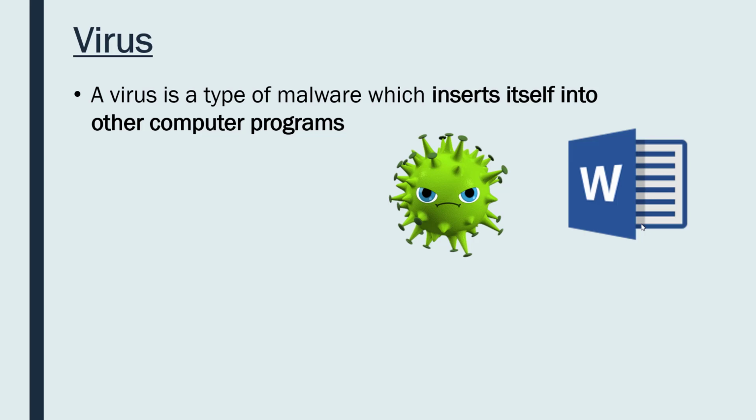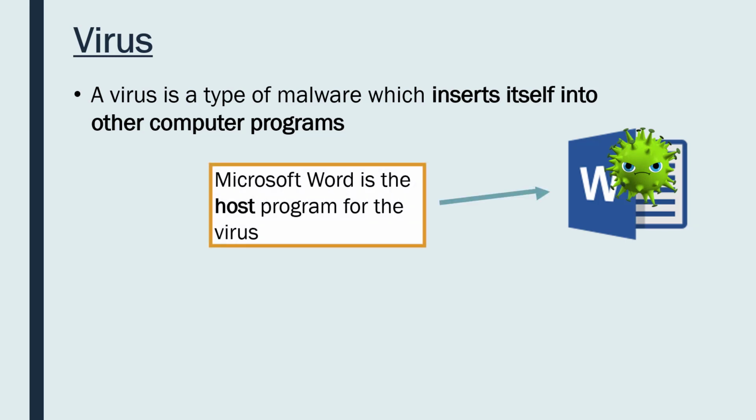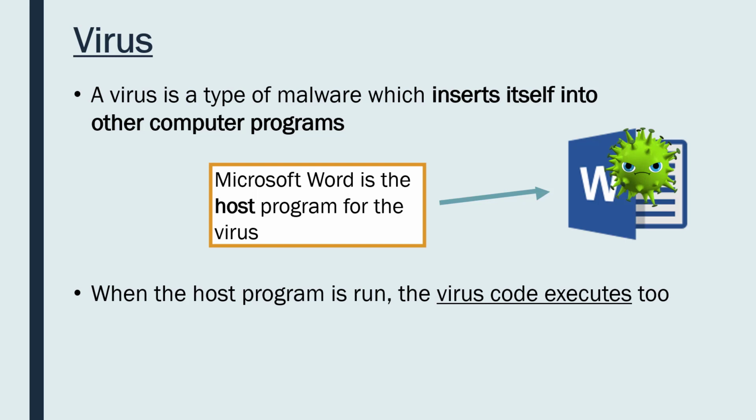And viruses work by inserting the virus code inside the code of your normal program. So inside Microsoft Word now, we've got some virus code along with the normal word processing code. And using the proper terminology, we would describe Microsoft Word as being the host program for this virus. So Word is hosting the code for the virus. And because the virus is inside our host, it means when you run your host program, once you open Microsoft Word, the virus code will also be executed too. So the virus gets executed, gets run, which is bad for us, because your host is running as well.